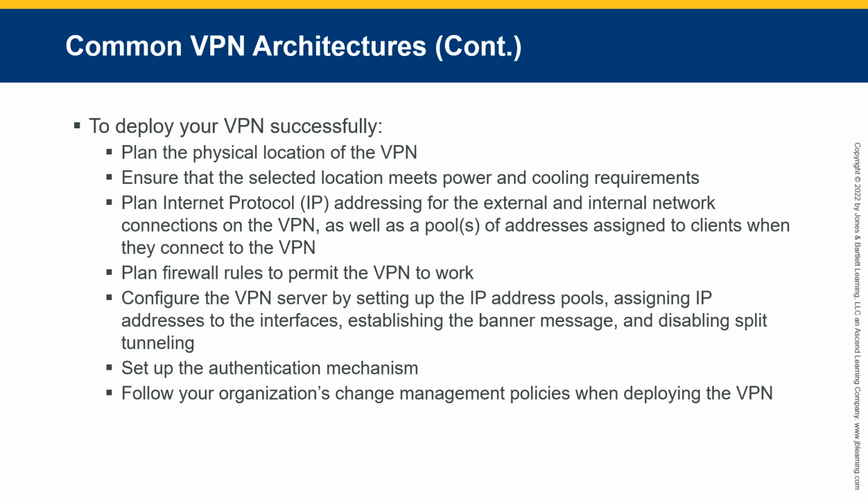So you want to make sure you have enough power and cooling resources, that HVAC stuff, to make sure the equipment is in proper working condition. You also want to make sure you have the correct addressing established and pre-planned before you implement, and the internal routing and connections for your VPN to use, as well as a pool of addresses that can be assigned out to those clients. So those need to be available too. You need to have the firewall rules enabled for your VPN to work.